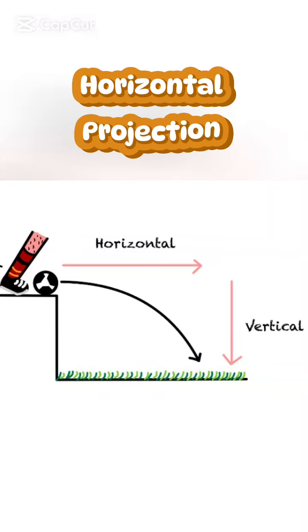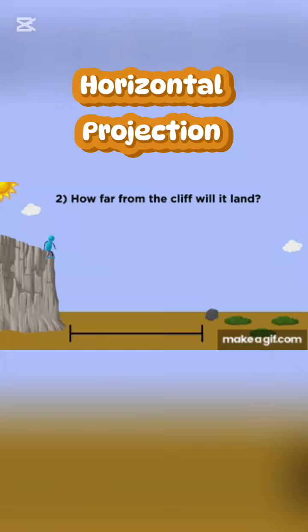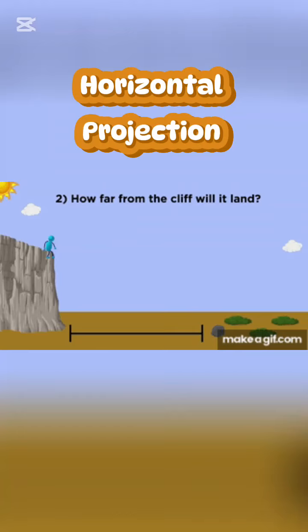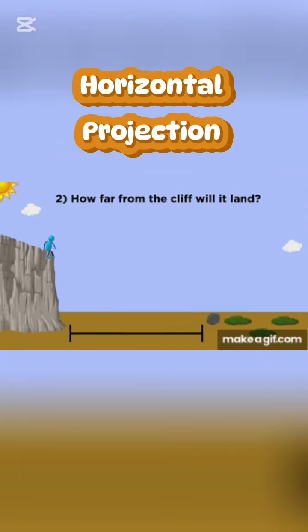Horizontal projection. When a ball is kicked from the top of a cliff, it moves horizontally at first. After leaving the edge, it continues its horizontal motion with a constant speed, but gravity immediately begins to pull it downward. This downward pull causes the ball to curve away from its original path until it finally hits the ground.